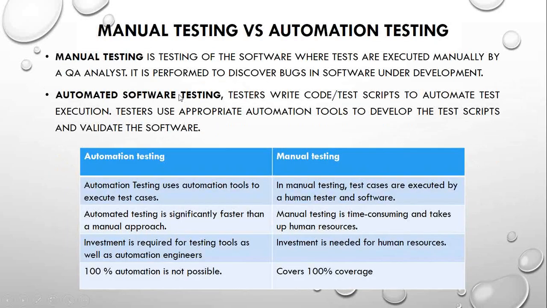So now, what is the difference between manual testing and automation testing? So we have the textbook definition. If you don't use any tool and you do it manually, then it is manual testing. If you use some tool or if you write some code, then we will call it automation testing.